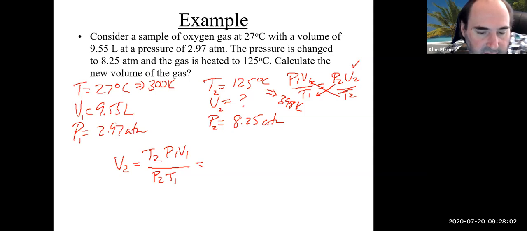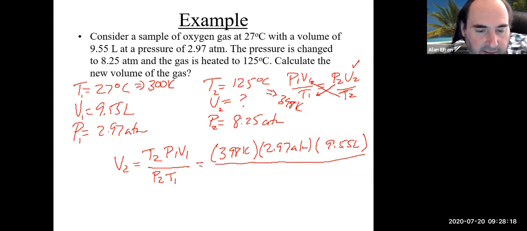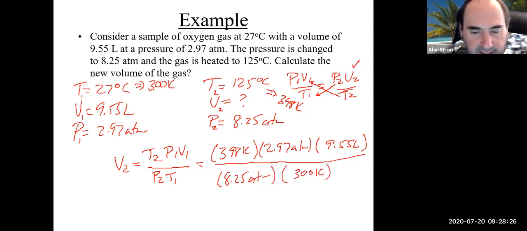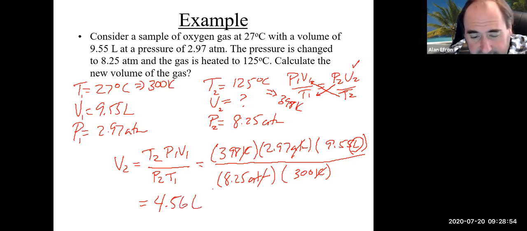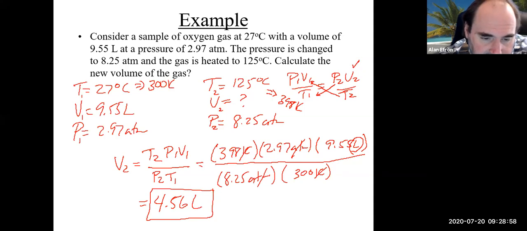That gives us T2, which is 398, again using Kelvin, our P1, which was 2.97, and our V1, which was 9.55 liters, divided by our P2, which was 8.25 atmospheres, and our T1, which was 300 Kelvin. Kelvins cancel, atmospheres cancel, leaving us liters, which is good because we're looking for a volume. If we do 398 times 2.97 times 9.55 divided by 8.25 and divided by 300, it gives us something like 4.56 liters in this particular case.